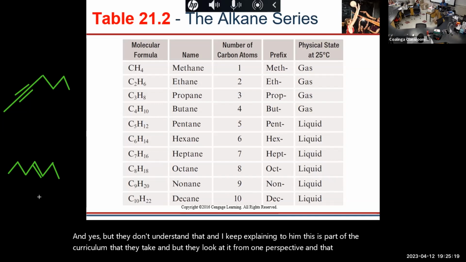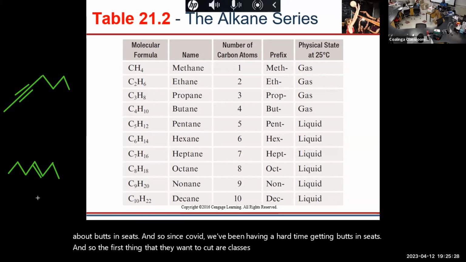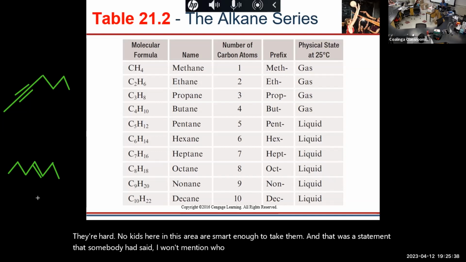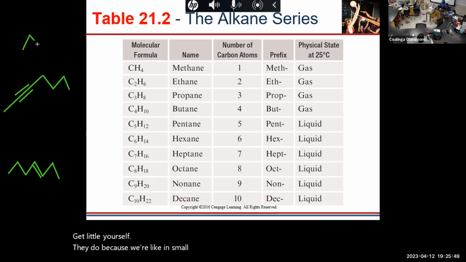And it's about butts in seats. Since COVID, we've been having a hard time getting butts in seats, so the first thing they want to cut are classes. They're hard. No kids here in this area are smart enough to take them. Somebody had said that. I won't mention it. It upsets me. They're basically calling us dumb. They think because we're in small towns that we're dumb. They make it seem like we're not ever gonna get there.